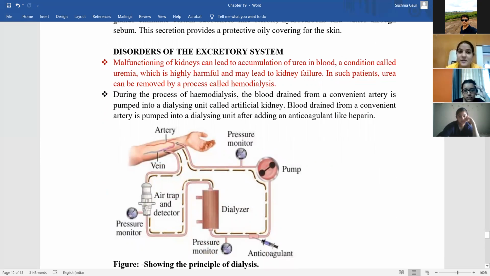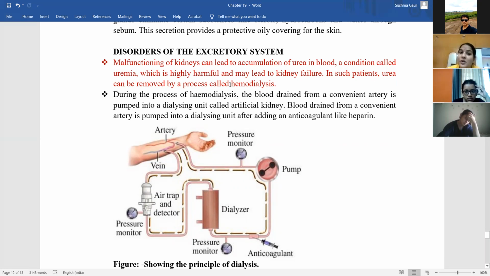Disorders of the excretory system. So when the kidney stops working or malfunctions, it can lead to accumulation of urea in the blood, because urea is released out of our blood with the help of urine. So if kidney stops working, the filtration process in the glomerulus that we studied will be stopped. So urine will not be formed and urea will not be able to go out of our body. So the urea gets accumulated in the blood and this is the condition known as uremia. That is highly harmful, and it may lead to kidney failure also.